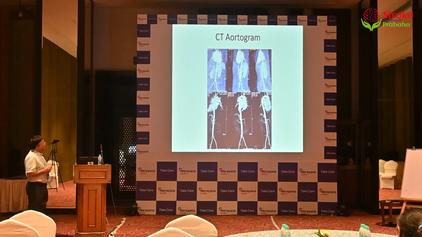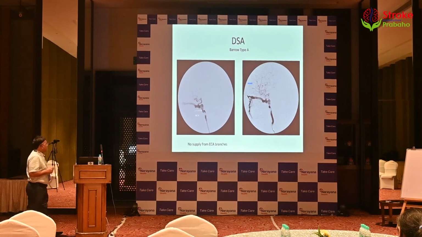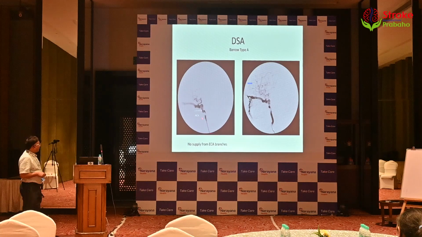This is a renal angiogram. Apparently it looks normal, but renal arteries are not looking very nice. They are looking very thin. So you cannot find the very prominent renal artery here, but otherwise aorta was normal. And this is the DSA, a venous type A fistula. There was no supply from external carotid artery feeders. So we can find there is a markedly dilated superior ophthalmic vein, angular vein, and the facial vein.